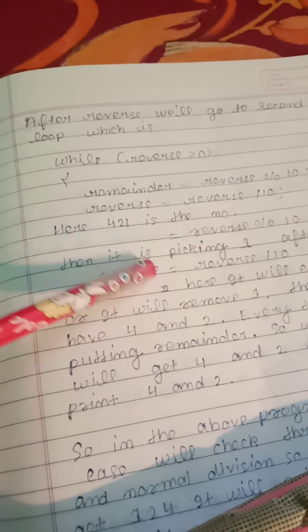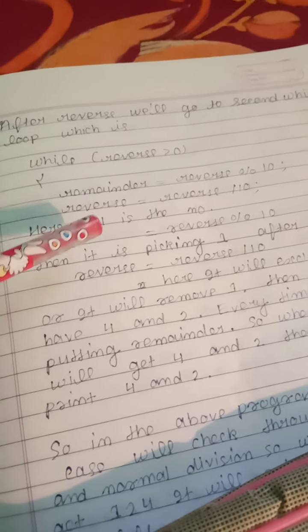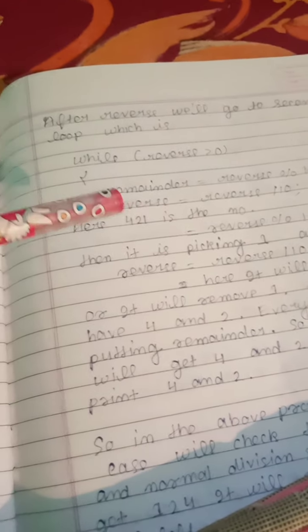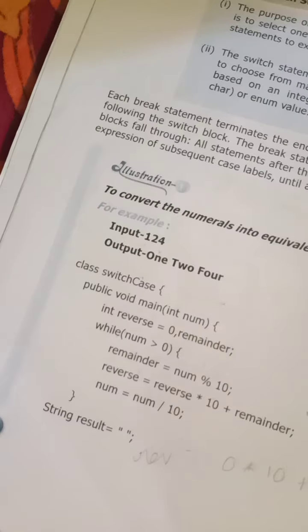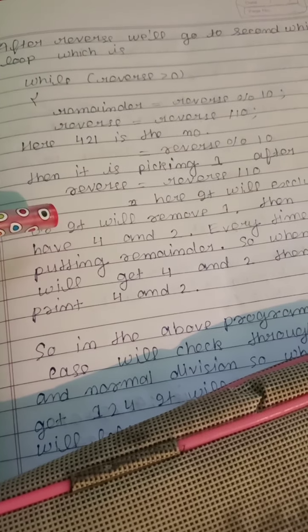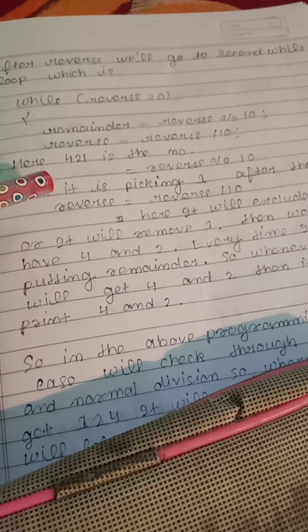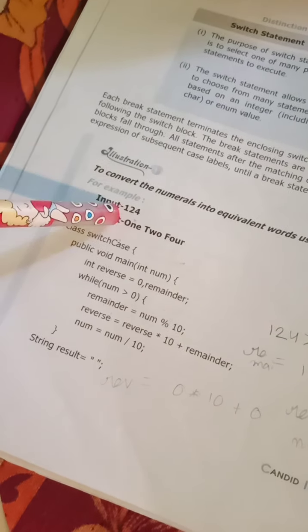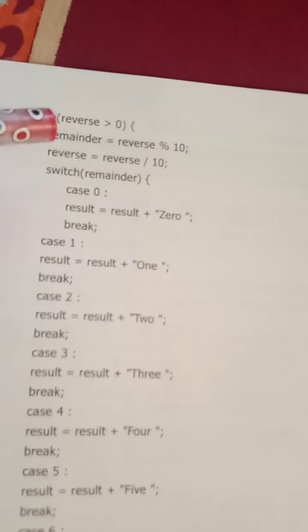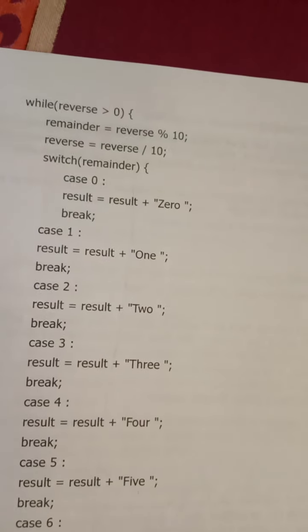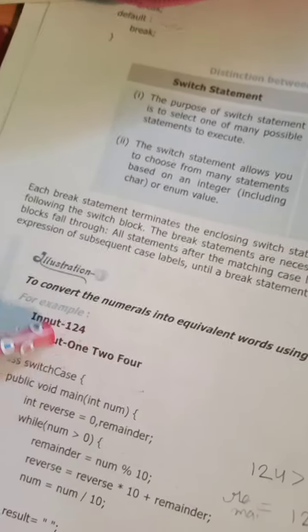Here 421 from last part, 4 to 1. The number 1 to 4 in reverse is 4 to 1. So 4 to 1 is the number in the reverse order. So reverse modulus 10, then it is picking 1, then 2 and then 4. Means from this while loop it is checking the number from 1 to 4, and from this while loop it is checking the number from 4 to 1.